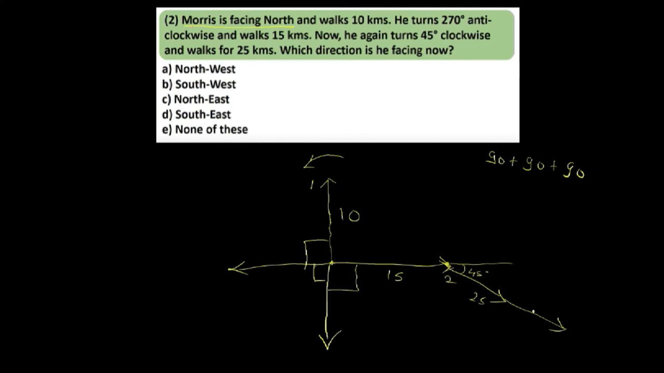So which direction is he facing now? So ultimately, if we are clear with the figure, we can see that he is facing in the southeast direction. So southeast, that is D option, is correct. So let's move to the next problem.